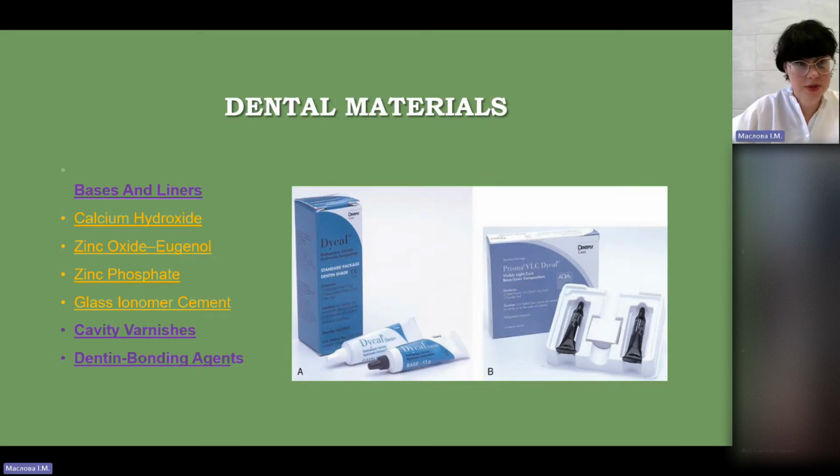The main types of dental materials. It's bases and liners. It can be calcium hydroxide liners, zinc oxide, eugenol, zinc phosphate, glass ionomer cement. Cavity varnishes and dentin bonding agents. It's not the filling materials for the permanent filling. It is the first layer which covers the dental or pulpal floor or axial walls.